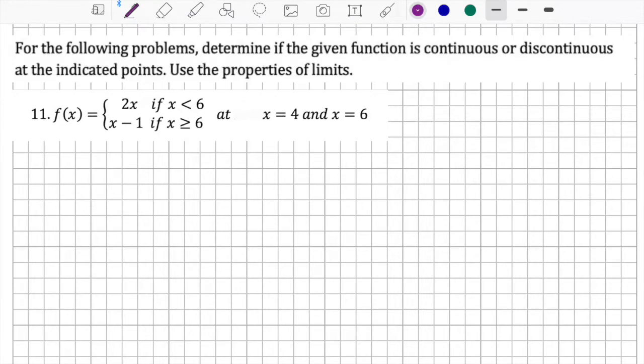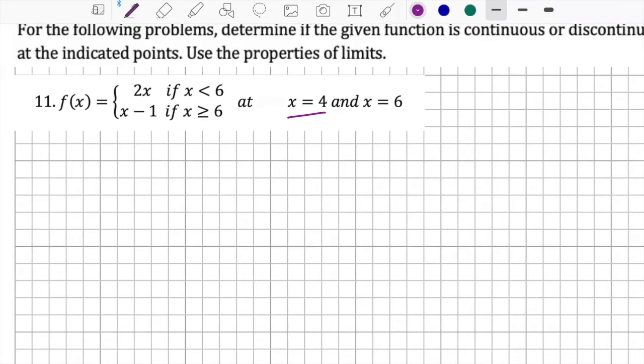For the following problems, determine if the given function is continuous or discontinuous at the indicated point. Use the properties of limits. So basically, we want to check those three conditions from earlier. Are those three conditions met? And if they are, then it is continuous at the indicated points. So here we go. Let's start with x equals 4.